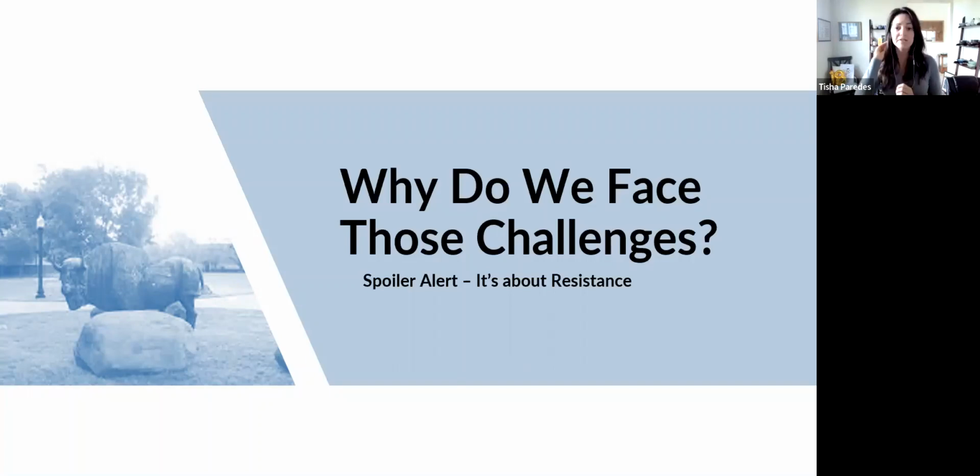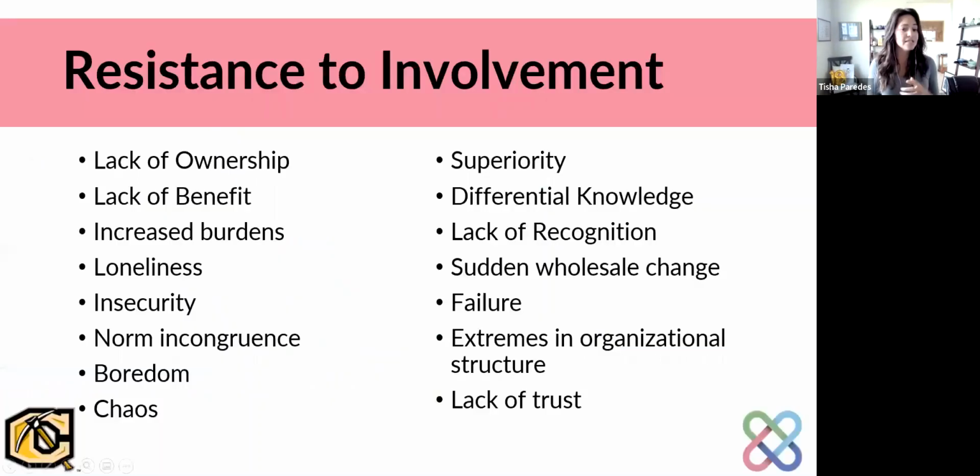Maybe they've been around the university for a little bit. There are all different kinds of reasons. Here is not a comprehensive list, but a list of reasons why people might not get involved. And the reason I show this to you is that, for me, it is very important to identify why people are resistant. Do they have a lack of trust? Is there a lack of ownership?